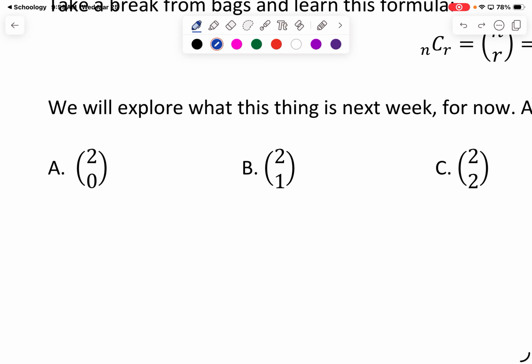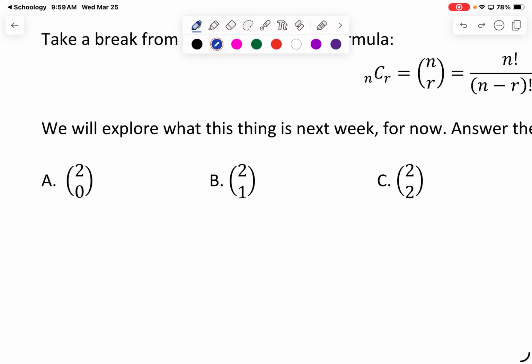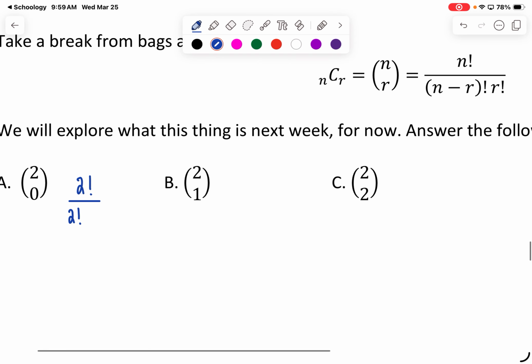Okay, so this is 2 choose 0. So one way of thinking about it: if I had 2 objects, how many different ways can I choose 0? Well, 1, because you can just choose 0, right? But how it's done using that formula is 2 factorial over, and then I do 2 minus 0, which is 2 factorial, and then r factorial, so 0 factorial. Remember, 0 factorial is 1, and anything divided by itself, which is this right here, is 1. So this is equivalent to 1.